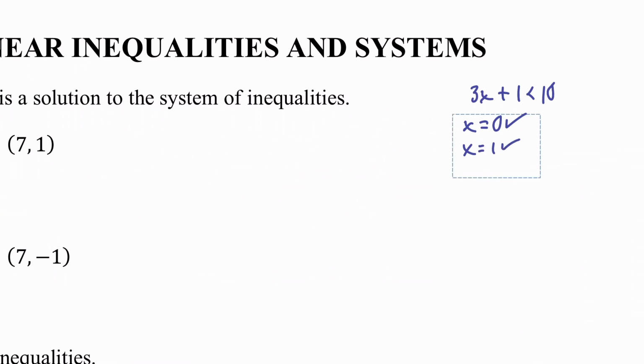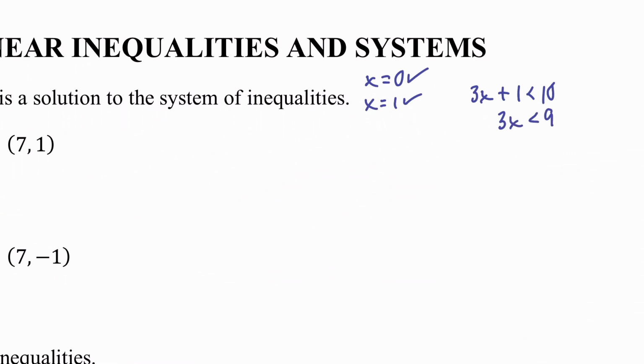Of course, like I was alluding to, we all kind of know that you can take this inequality and subtract 1 on both sides. So 3x is less than 9, then divide by 3, x is less than 3. So now we know any number that's less than 3 will be a solution to the original inequality, because we used algebra to isolate x, right?